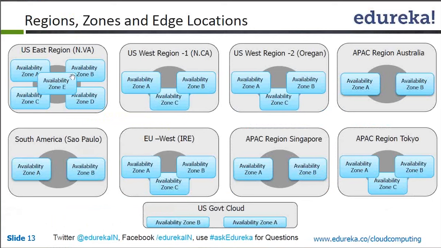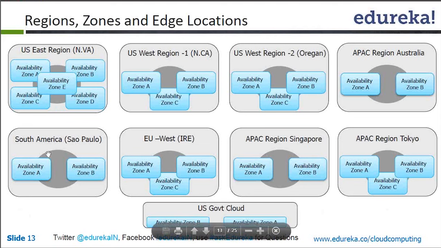And within each region we have multiple availability zones. Basically, for high availability we will be using different availability zones. We'll discuss in detail about these availability zones, how they give us the advantage of high availability, and how we can leverage that. Everything we will see in detail.